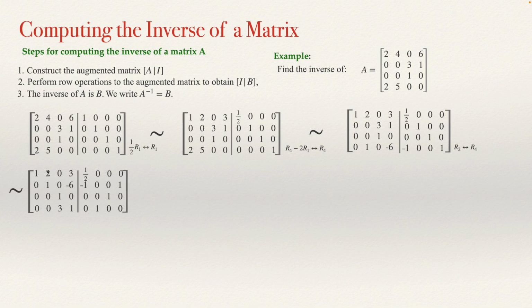The only thing missing is to put a 0 in the second column, to put a 0 here. It will be easy to transform this into 0. This minus 2 times the second row will put a 0 here. So the operation I'm going to do will be R1, the row I'm going to change, minus 2 times R2.